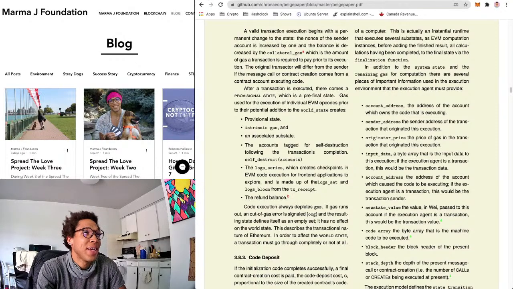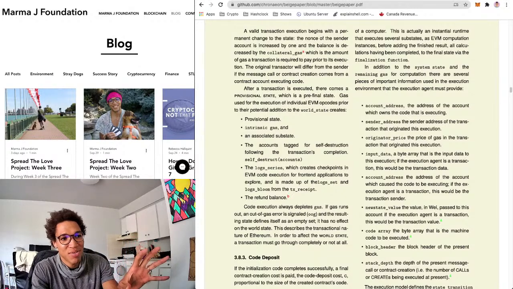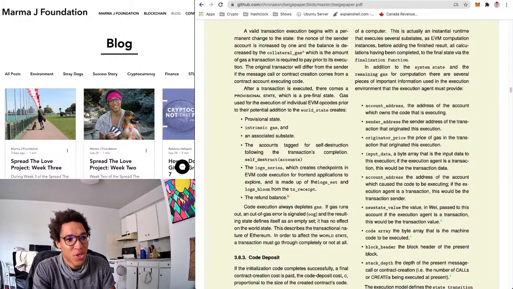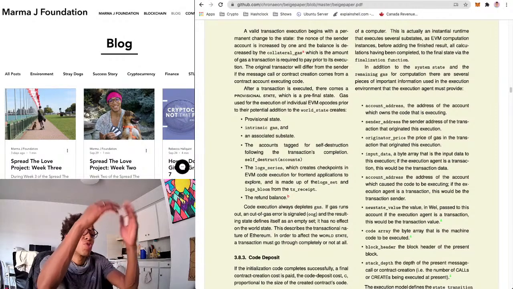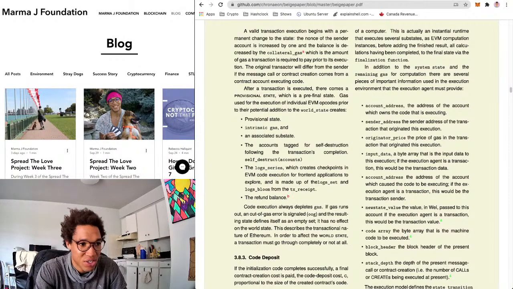So this is where things get a little bit confusing, because the transaction has an originator, and then you could have the transaction sender or the originator of a transaction. And so this is just clarifying to make sure we understand that we are talking about the originator of these executions, not who sent them, because a contract can send a transaction, but the transaction can still originate from an account, stuff like that. So the input data, a byte array that is the input data to this execution. If the execution agent is a transaction, this would be the transaction data.